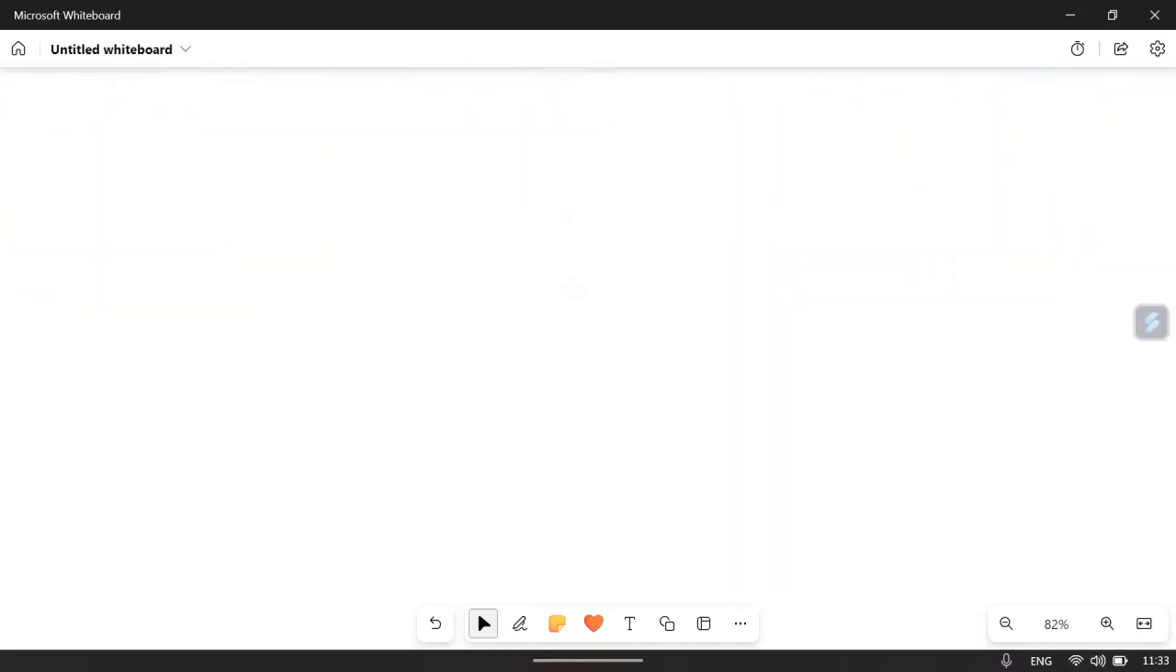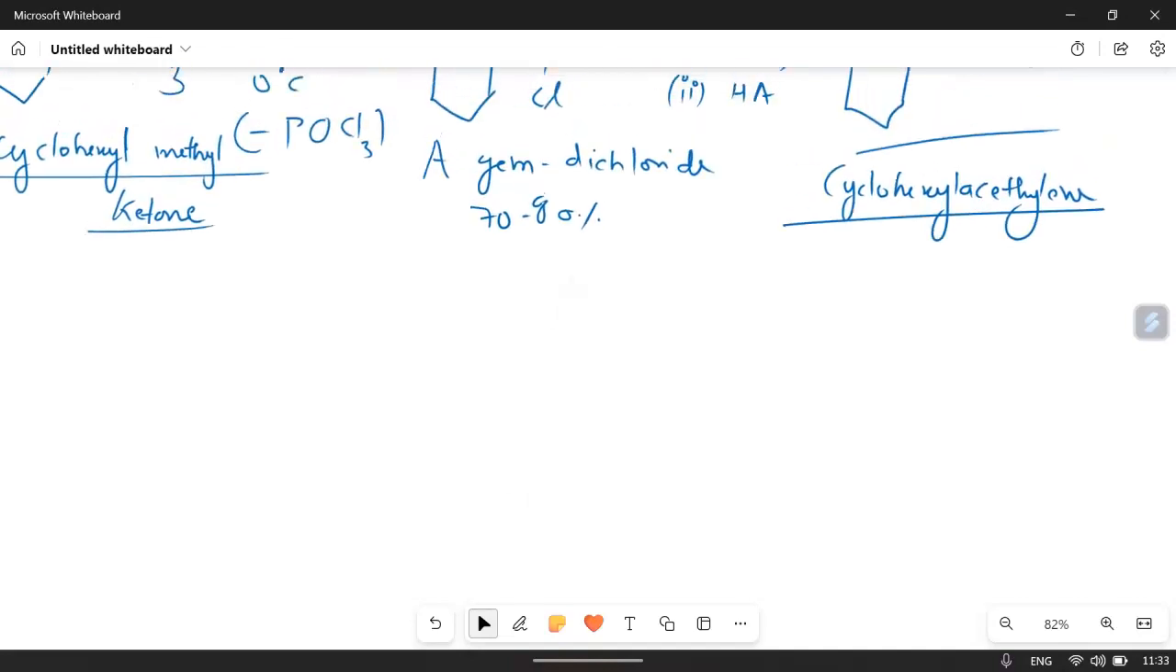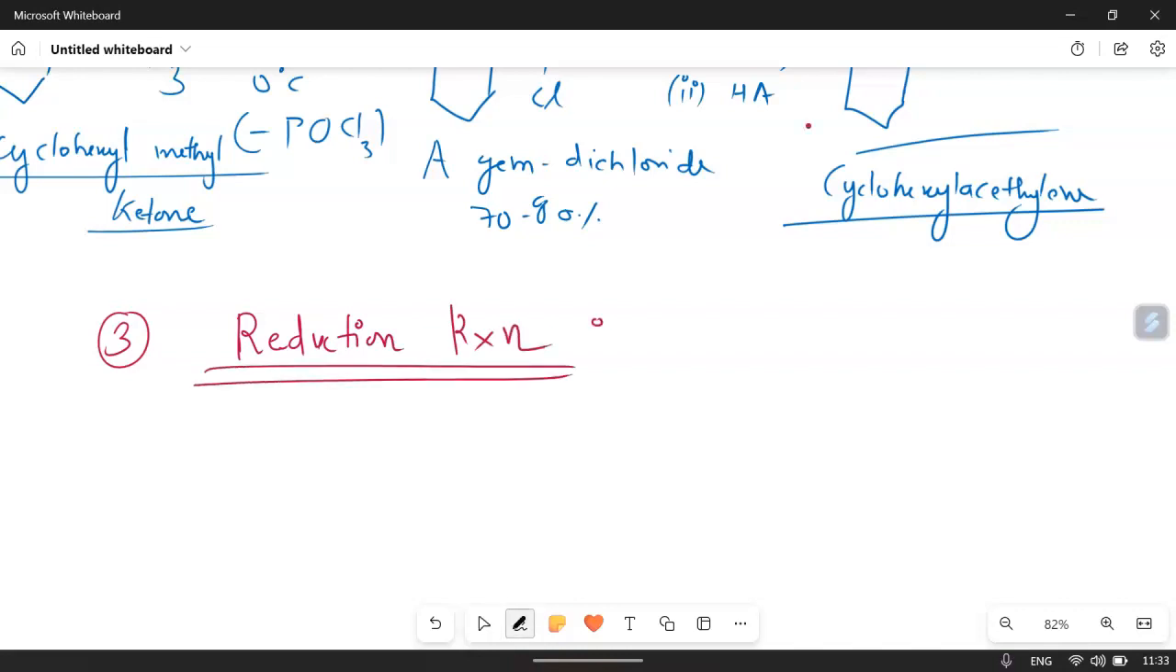The next reaction we are going to discuss is the third part of the reaction. After addition and substitution, we are going to discuss the reduction reactions. This is the third part of the reaction. First is addition, the second one is substitution, and the third one is this.